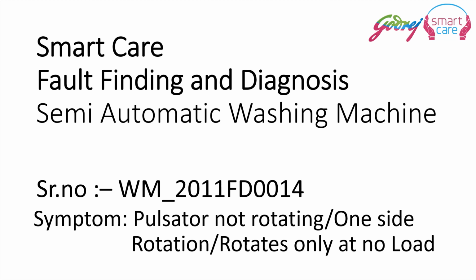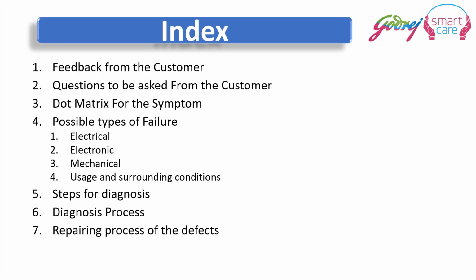In a semi-automatic washing machine, there is a symptom that the pulsator is not rotating, or it rotates to one side only, at no load condition. We are going to cover the feedback from the customers, questions to be asked from the customers, dot matrix about the symptoms, possible types of failures (electrical, electronics, mechanical, usage and surrounding conditions), steps for the diagnosis, the diagnosis process, and the repairing process for those defects.